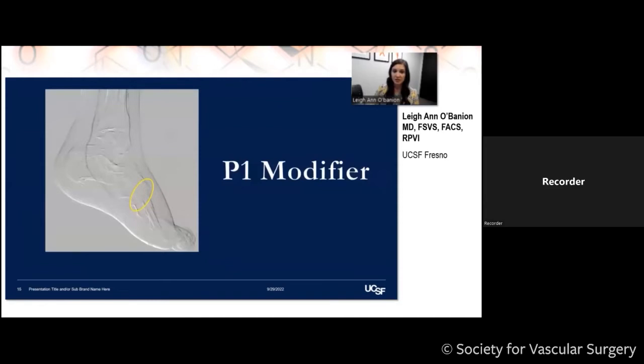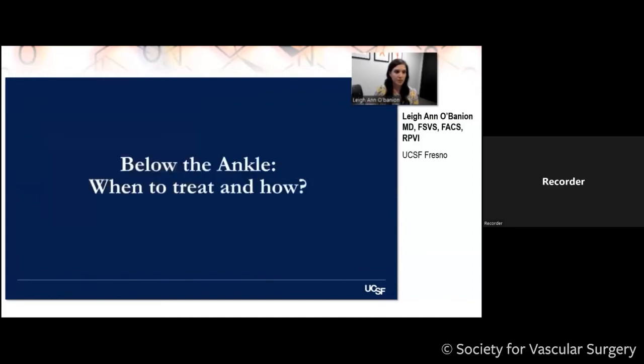Looking at the pedal arteriography on our patient, you can see that while the target artery, the posterior tibial in this case, crosses the ankle, on delayed imaging there is absence of an intact arch and the distal DP is highly diseased. So this would score the patient as a P1 modifier.